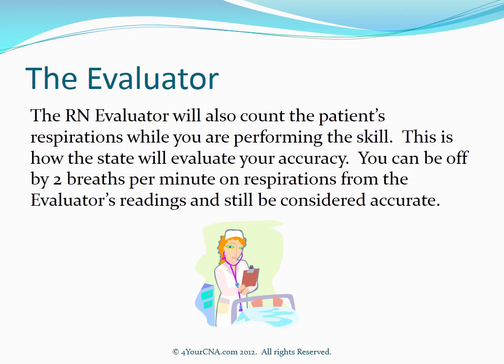The RN evaluator will also count the patient's respirations while you are performing this skill. This is how the state will evaluate your accuracy. You can be off by 2 breaths per minute on respirations from the evaluator's readings and still be considered accurate.